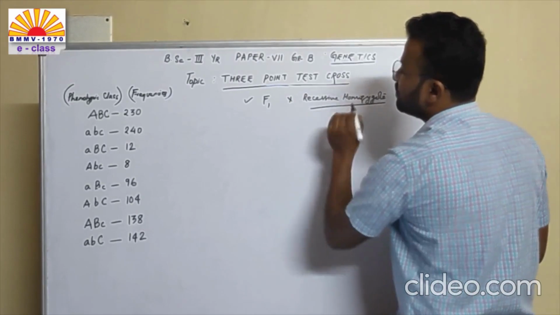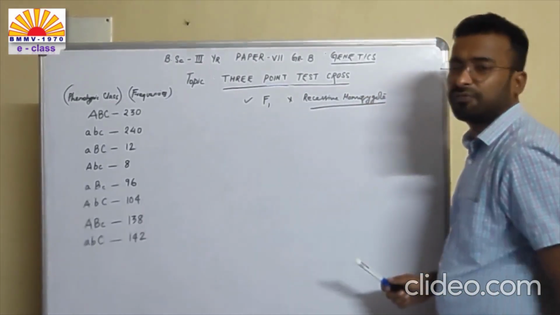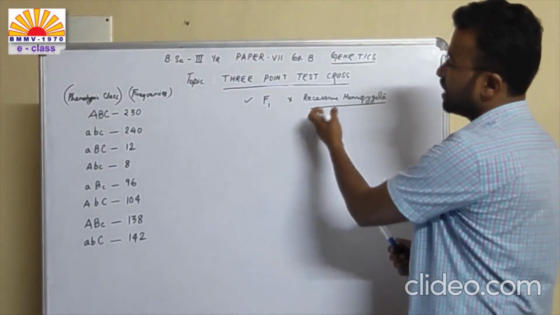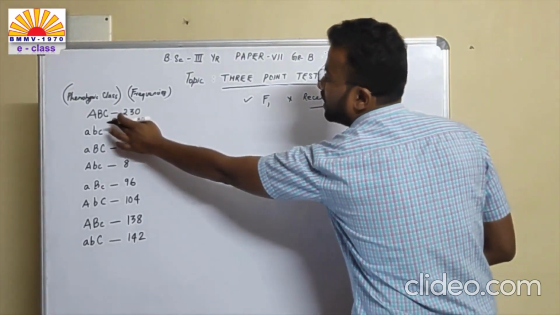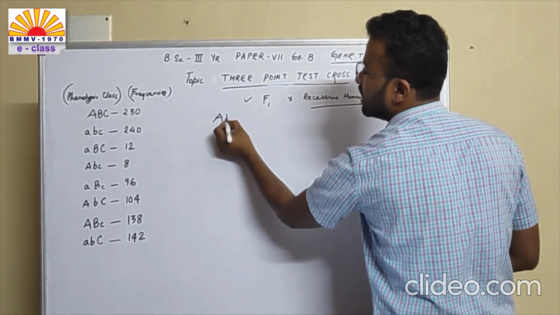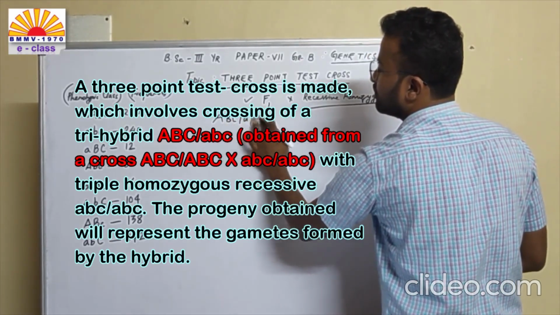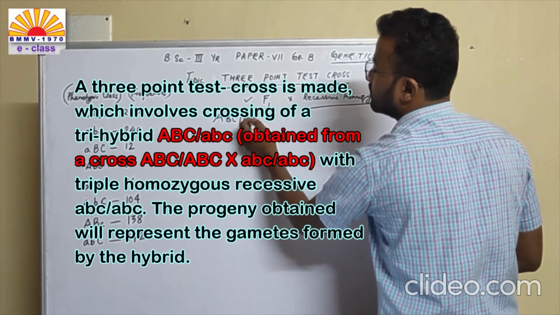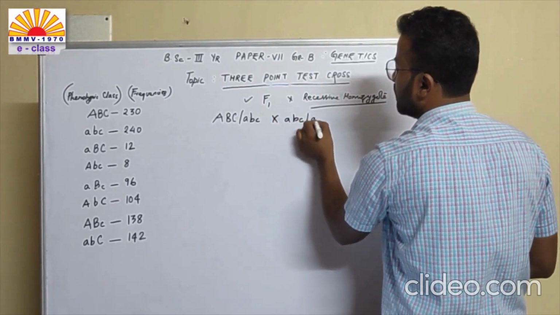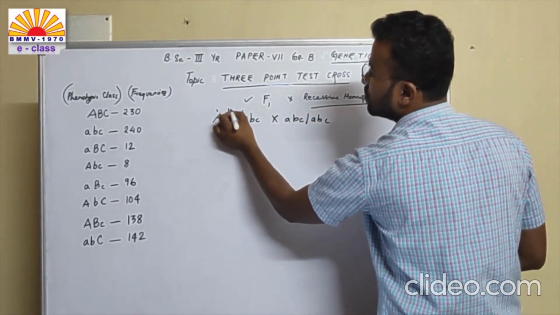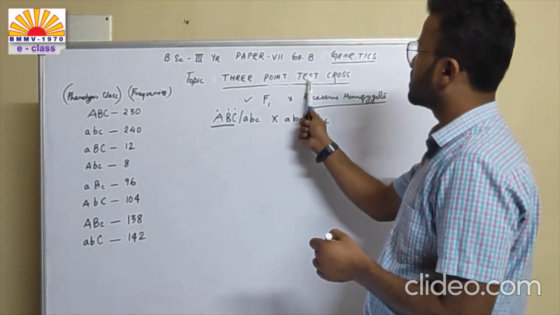The purpose of a test cross is often to find out the genotype of the F1 generation, or any generation that we are crossing it with. But here, 3-point means we are taking 3 genetic alleles crossed with a recessive parent. Since there are 3 genes, 1, 2, 3, it is known as a 3-point test cross.